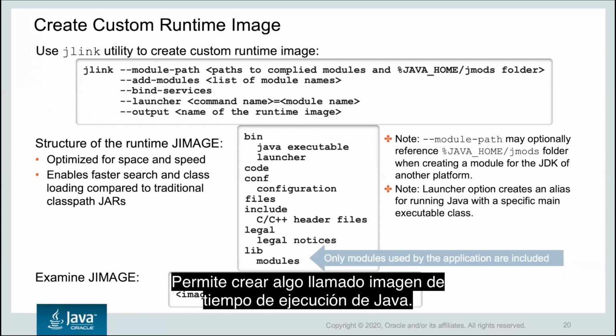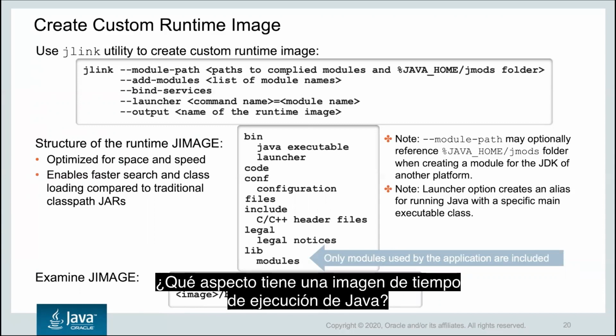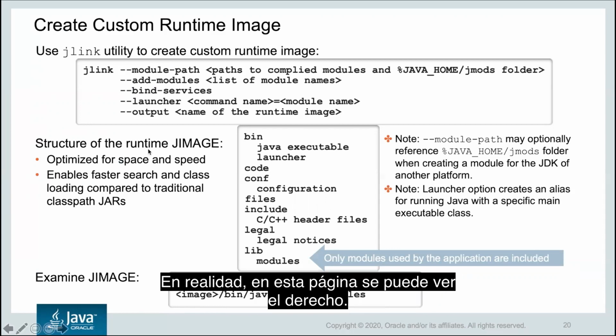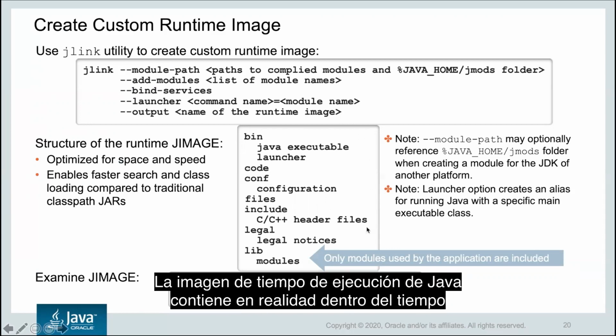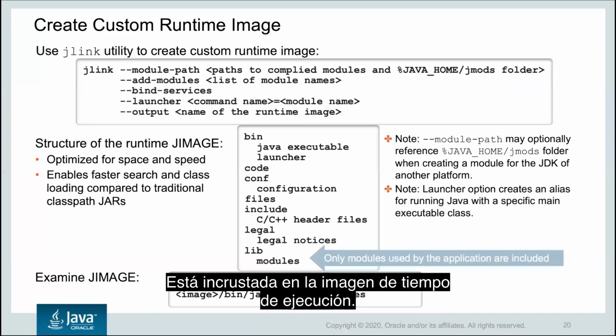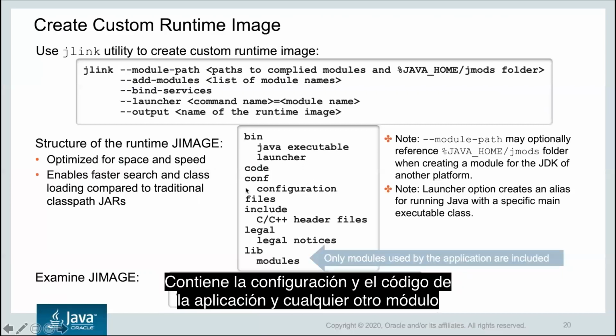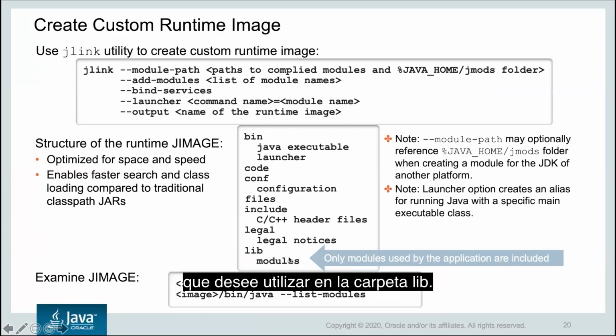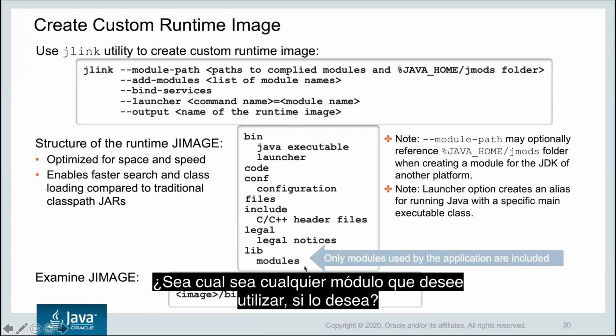It allows you to create something called a Java runtime image. What does a Java runtime image look like? Well, actually, you can see right here on this page. A Java runtime image actually contains a Java runtime inside. It's embedded into the runtime image. It contains the configuration and the code of your application and any other modules you would like to use in a lib folder. There will be whatever modules you'd like to use, right?